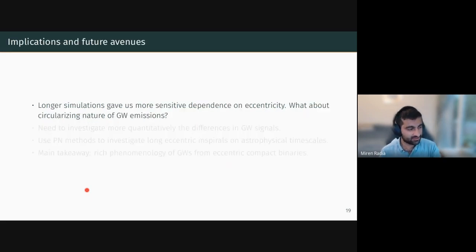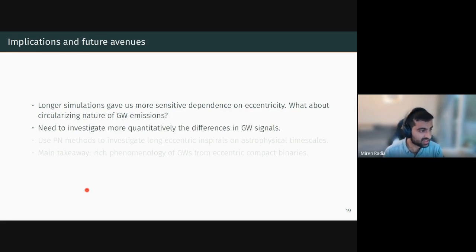So what about any further implications or future avenues? What does this mean? Our longer simulations gave us a more sensitive dependence on eccentricity. What about the circularizing nature of gravitational wave emission was my first question. I don't know what effect this might have. In certain astrophysical scenarios, for example, some 3-body systems, we might expect the interaction of the third body to retain or even increase the eccentricity of the binary, and this could outcompete the effect of gravitational wave emission. Furthermore, even astrophysical media such as accretion disks may further enhance the eccentricity as well.